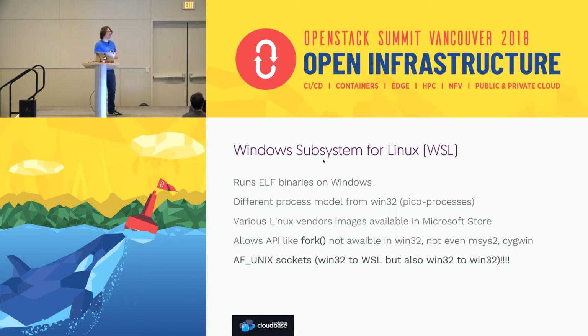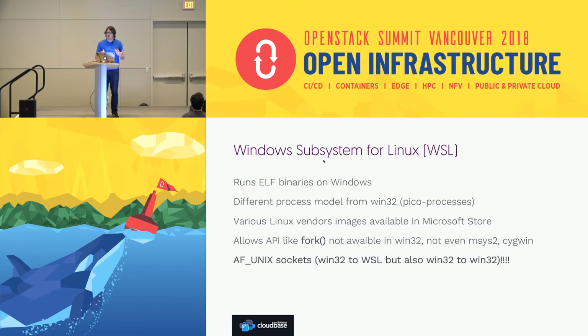Okay, and now for something completely different. Things are changing a lot in Microsoft. One thing that has been included for some time is the so-called Windows Subsystem for Linux, WSL. It's amazing. It runs ELF binaries, that is, Linux binaries, okay? You take your Linux binary, x86-64 binary, it will just work. It has a different process model from the Win32 one. It's based on so-called Pico processes. Various Linux vendors' images are available in the Microsoft Store. It allows APIs, like for example fork, that were never available in Win32, not even in Cygwin or MSYS2.